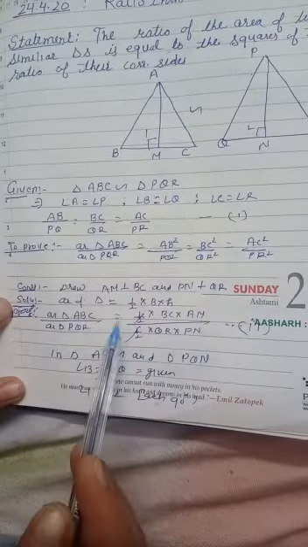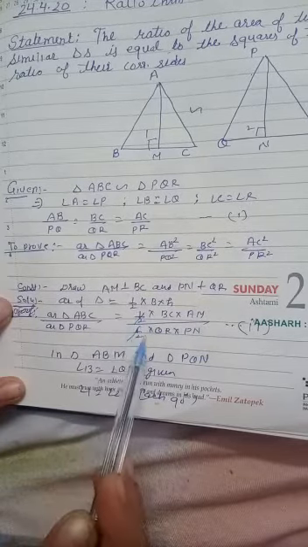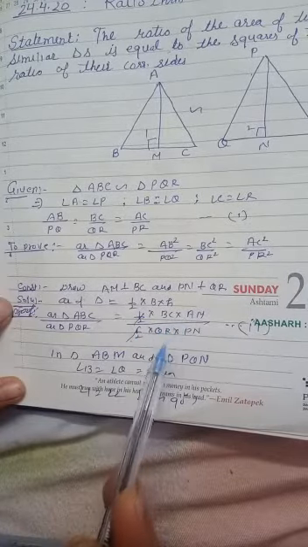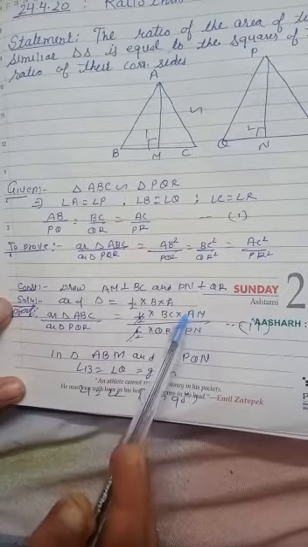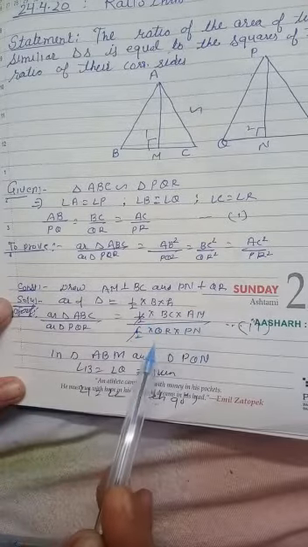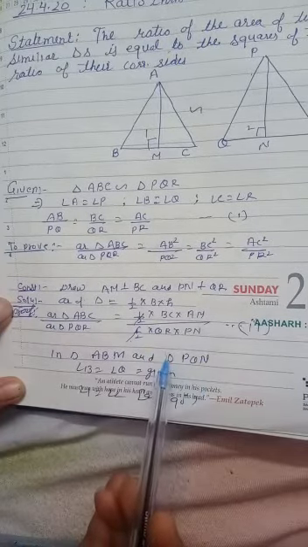Okay, now see here, half is common in both numerator and denominator, so we will cancel this. We will be left with BC upon QR into AM upon PN. It means our aim is to remove AM upon PN, and instead of this we have to bring BC upon QR. Then it will become BC square upon QR square. Is it so now?